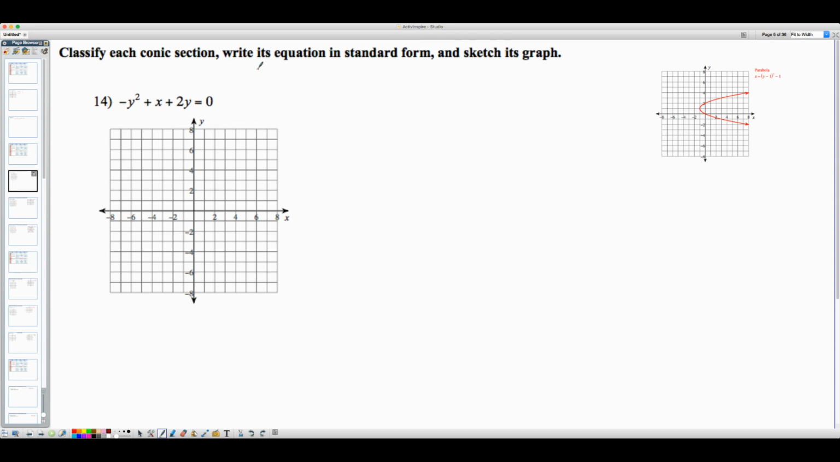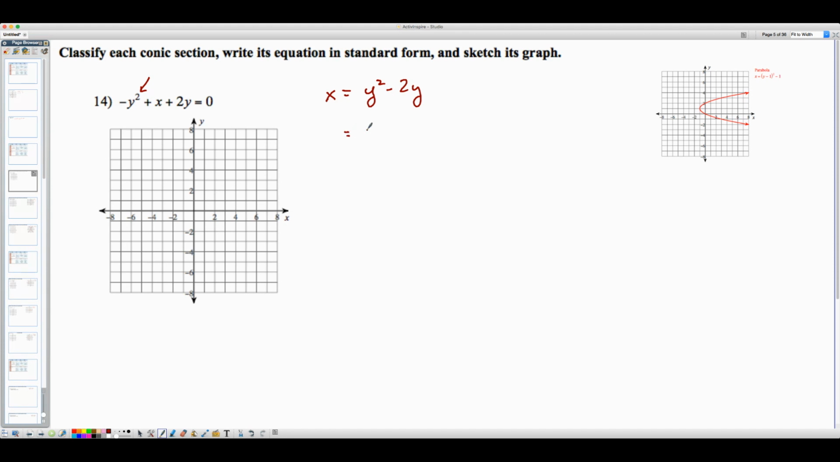Classify each conic and write each equation in standard form. Here I notice I have a y squared, and I do not have any x terms to that power. So I know this is going to be a parabola, and I know that since it's going to be x equals, it will be opening horizontally. So if I rewrite this as x equals y squared minus 2y, I know that it's going to be opening towards the right because the leading coefficient is 1.